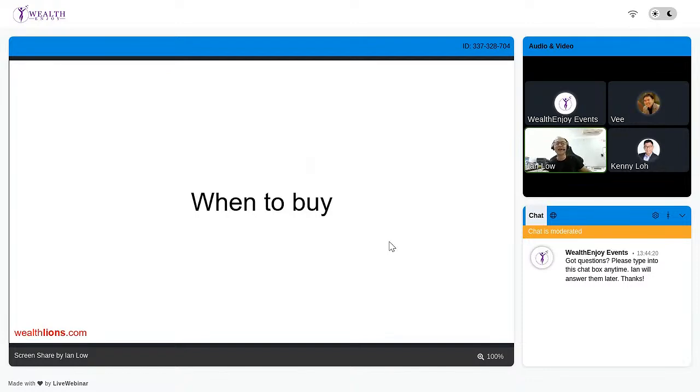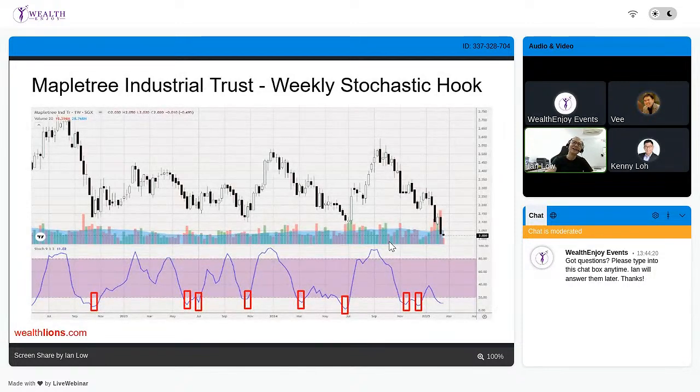Now, when to buy? Only one chart. All of you know that I favor this method, the weekly stochastic hook. So Mapletree Industrial Trust, I will show you when there's a hook, these are the times that I will buy. Yes, it's not perfect. Now it has got even lower, but I have enjoyed the dividends. I bought low, and I know that I only buy when the price is low. And over the long run, in the next 10 years, I believe it will go up.